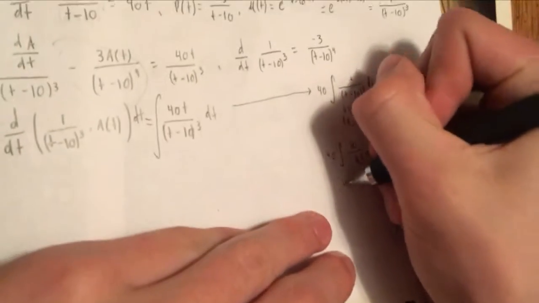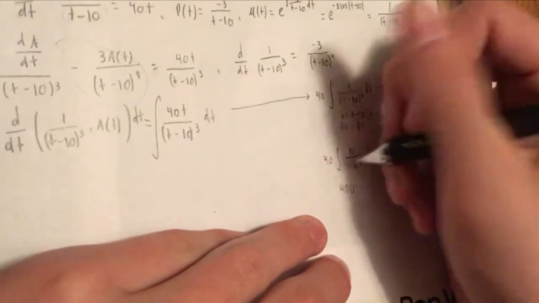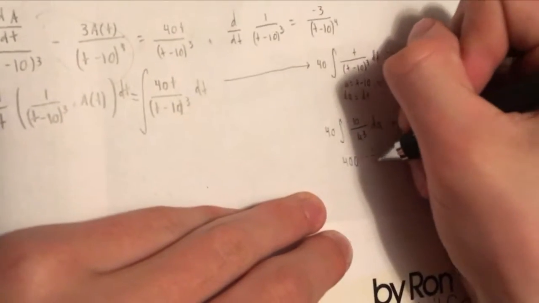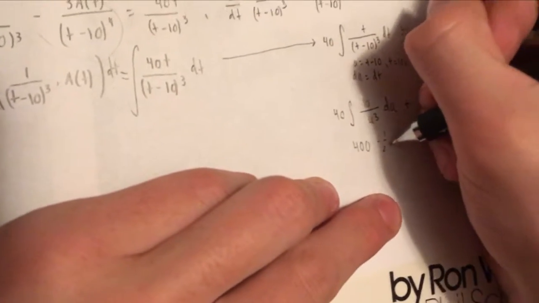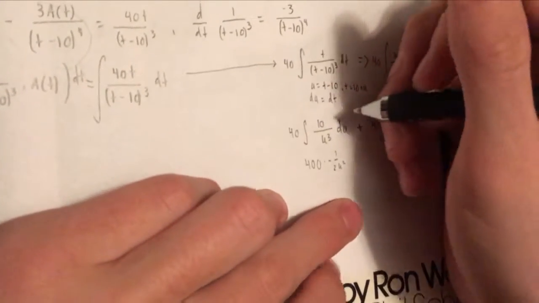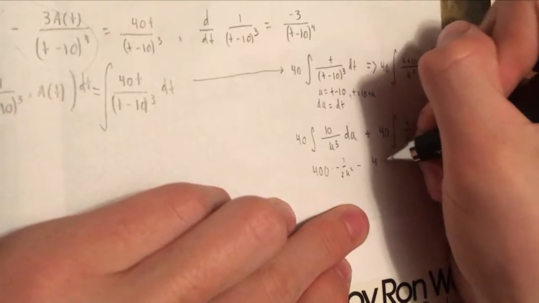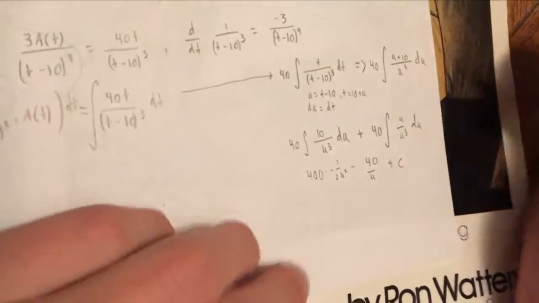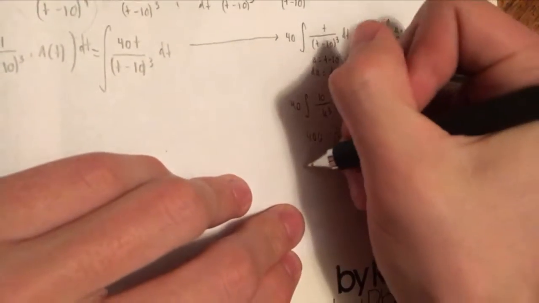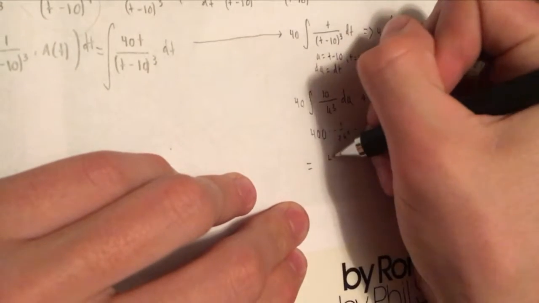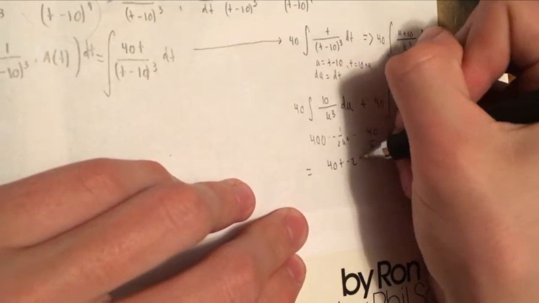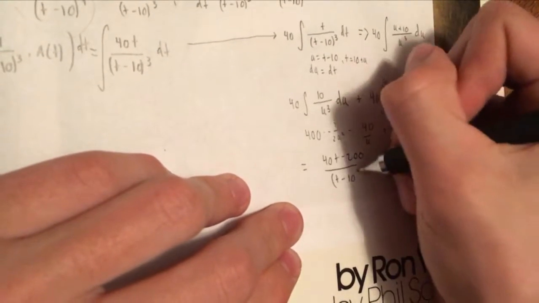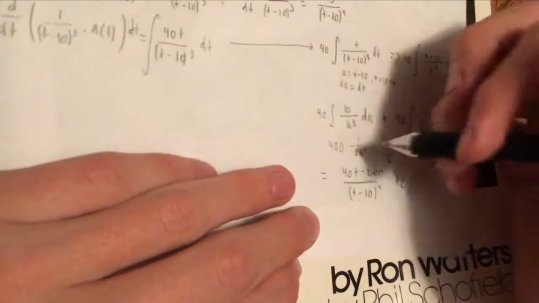So we have 400 times the negative 1/2 u squared, minus 40 over u plus c. Substituting u, it simplifies to 40t minus 200 over t minus 10 squared plus c. And we'll bring that back over here.